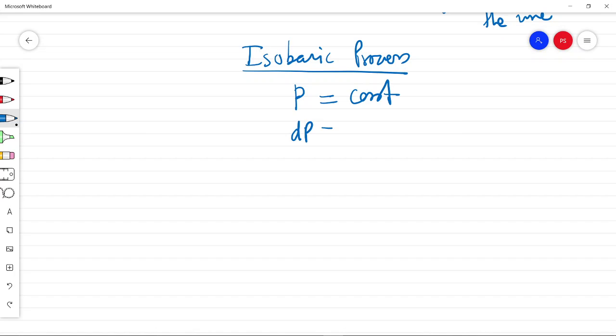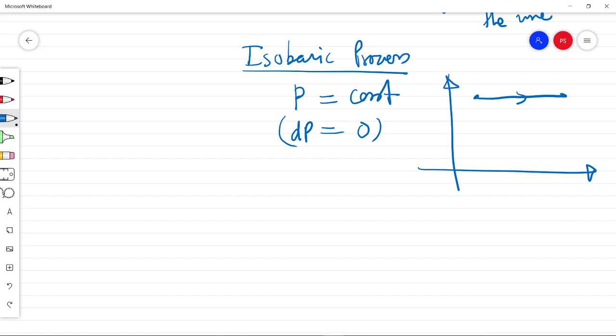Since pressure is constant, its change is 0. And on the PV diagram, it will appear exactly opposite to the isochoric process. So we will have a horizontal line, since pressure is kept constant at a given value, and volume is allowed to change from some initial volume V1 to final volume V2. So the isobaric process appears on a PV diagram as a horizontal line.